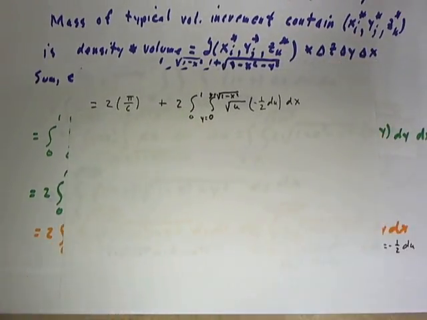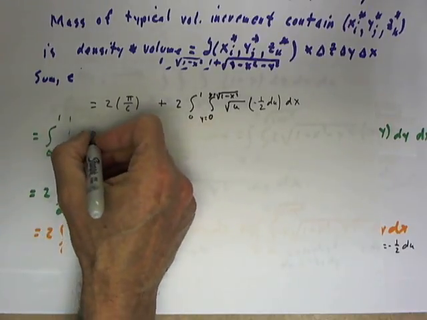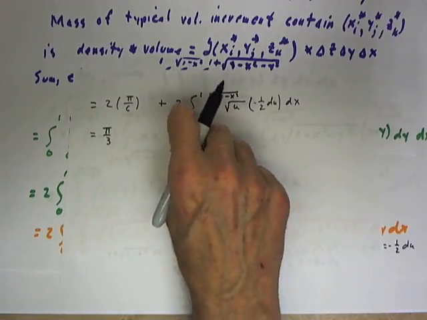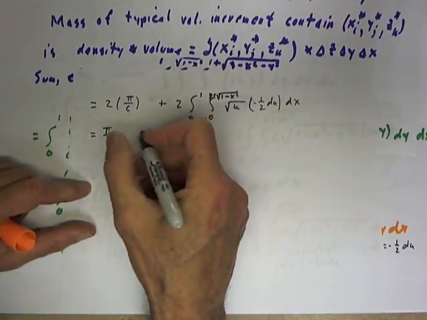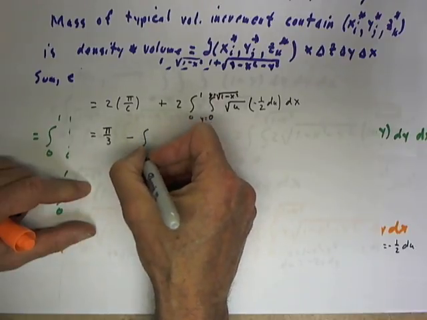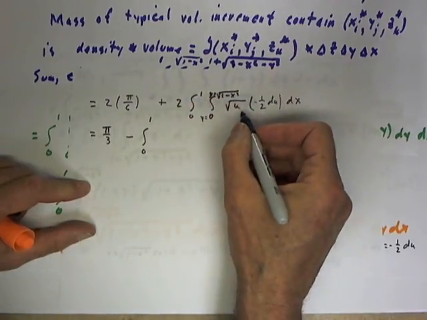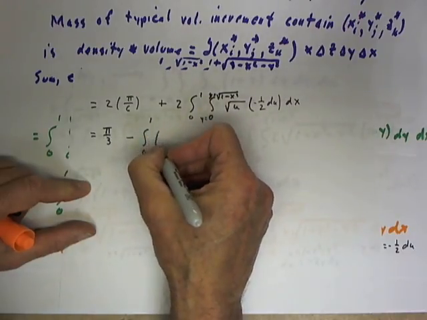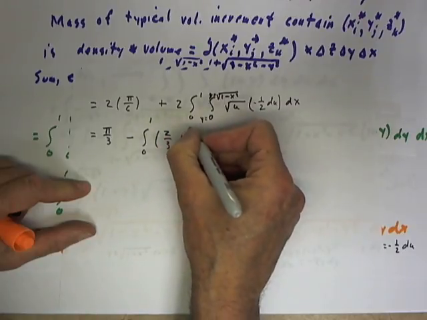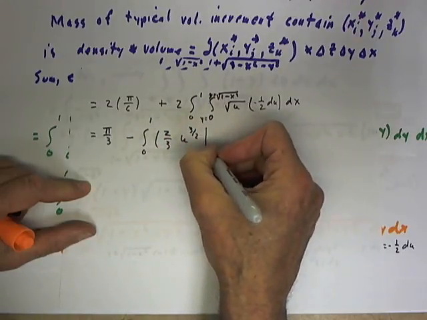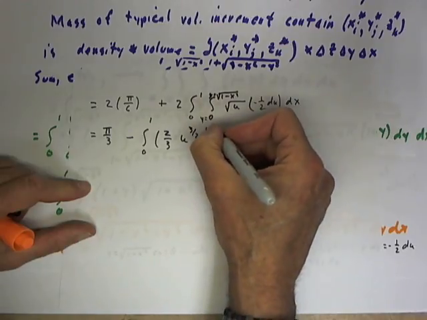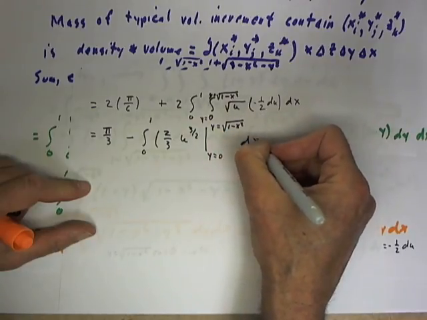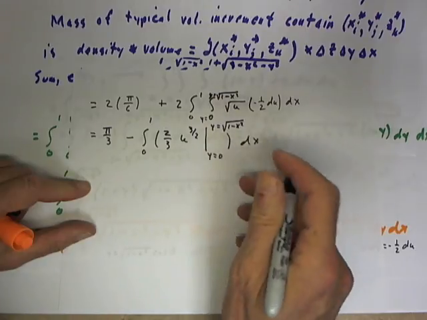The rest of the process is fairly straightforward. So 2 times pi over 6 is pi over 3. Now, 2 times 1/2 is going to give us negative 1, so I might as well write this as negative the integral from 0 to 1. Antiderivative of u with respect to u is just 2/3 u to the 3/2, evaluated between y equals 0 and y equals the square root of 1 minus x squared. And then that with respect to x.